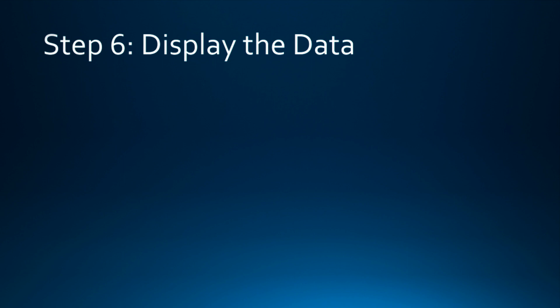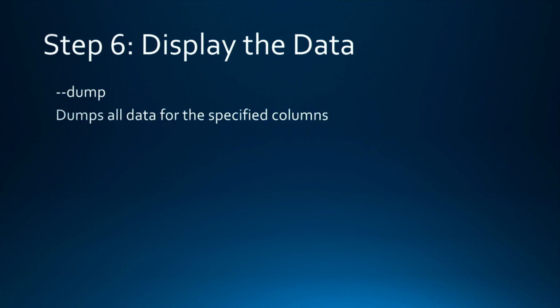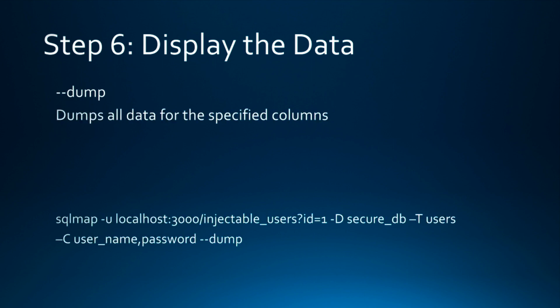So now that we're in there, we want to display that data because if we can get access to that data, then we can start doing malicious things with it. So if we dump it out, it's just --dump. It dumps all of them for the specific columns.